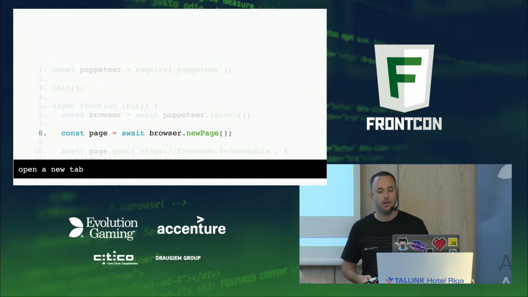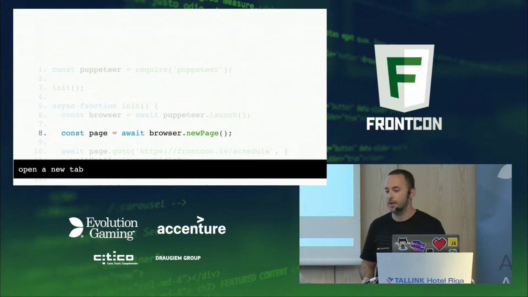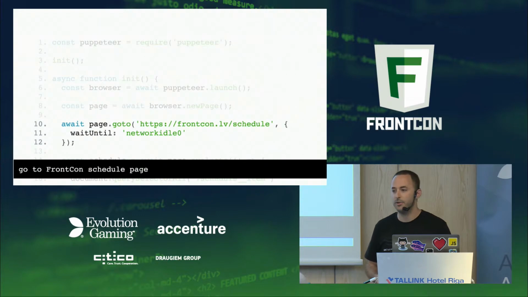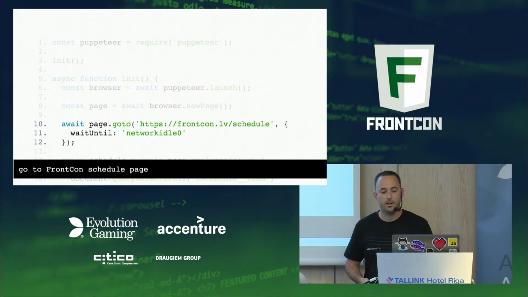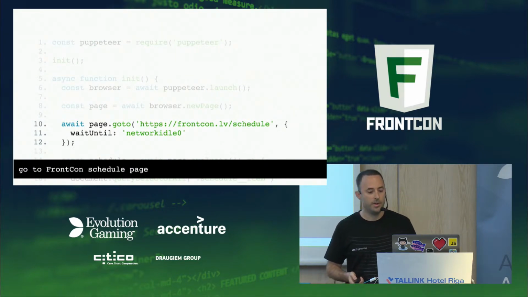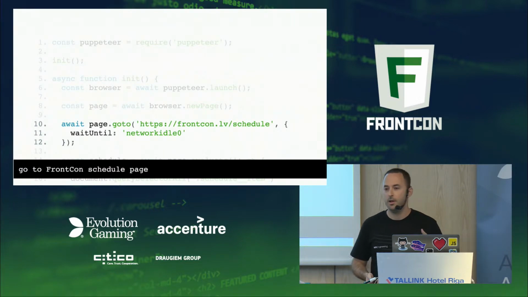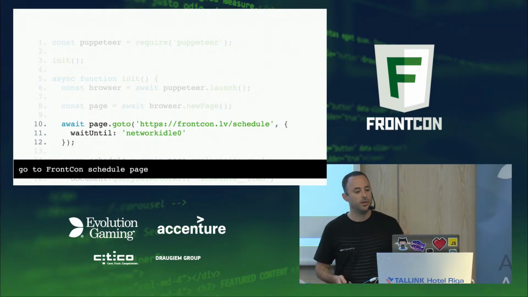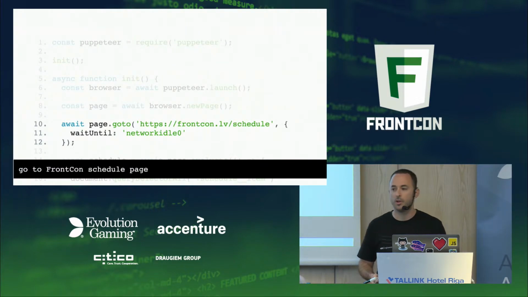Then I'm going to call browser.newPage, which is essentially the same as opening up a new tab in my headless browser. And then I can navigate to the FrontCon schedule page. And notice that I'm passing, other than the URL, of course, this extra parameter. What this is telling Puppeteer is to wait until there are no network requests pending. So the way the FrontCon page is built, it's doing client-side rendering, and so by default, if you don't pass in this parameter, it will wait until the page load event is fired, and this is a way to tell it to wait a bit more until there are no network requests, and then you can go on.